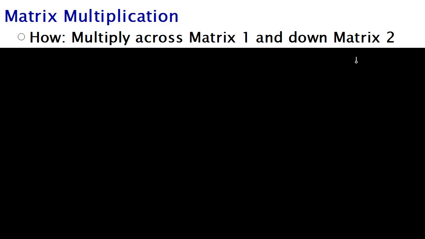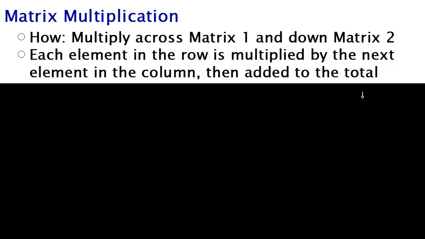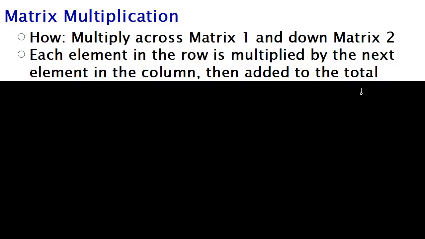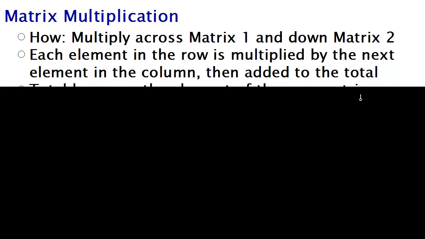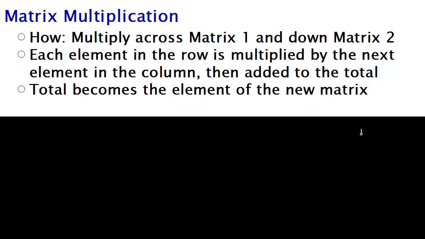You're going to do this by multiplying across the first matrix and down the second matrix. You're using the rows of the first matrix, multiplying them by the columns of the second matrix. Each element in the row is multiplied by the next element in the column, and you proceed across the row and down the column, adding the total together. That total becomes that element of the new matrix, corresponding to where the row and the column intersect.